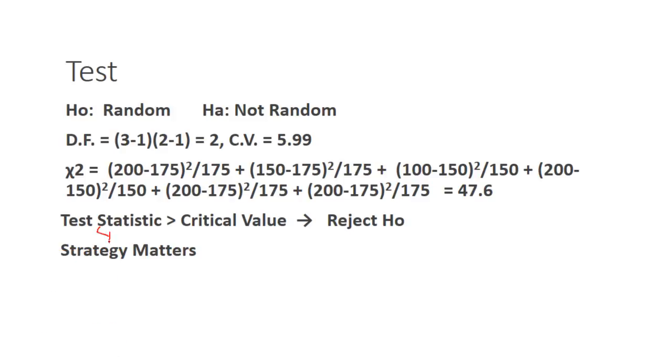So 47.6 is bigger than 5.99. So I reject the null hypothesis that it's random, which means it's not random, and that means that the two strategies give different results. Doesn't necessarily mean one is better than the other. It just means they give different results. So one strategy is more likely to win and more likely to lose, and the other strategy is more likely to tie. So they give different results, and depending on what kind of player you are, that's how you'd play, right?